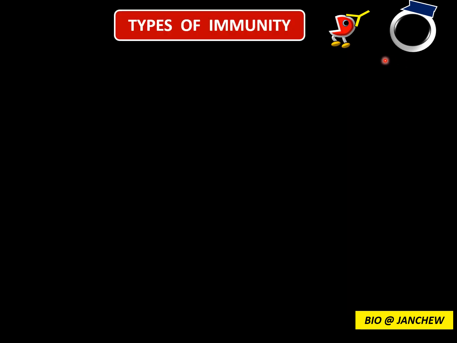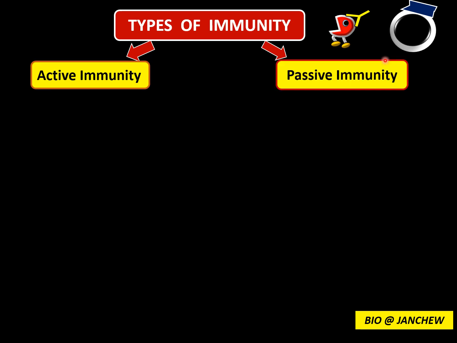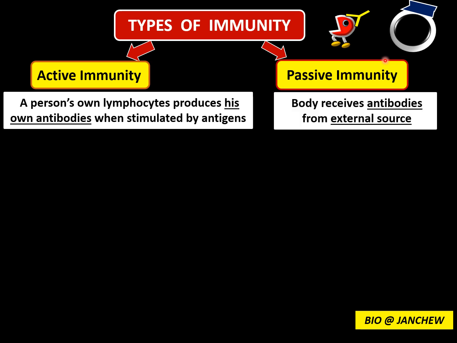So here we are going to look at a very useful overview of the different types of immunity. So immunity can be divided into two basic types: active immunity and passive immunity. In active immunity, a person's own lymphocytes produce his own antibodies when stimulated by antigens. But in passive immunity, the body receives antibodies from an external source.